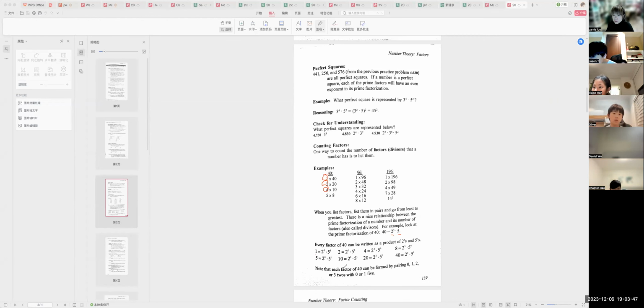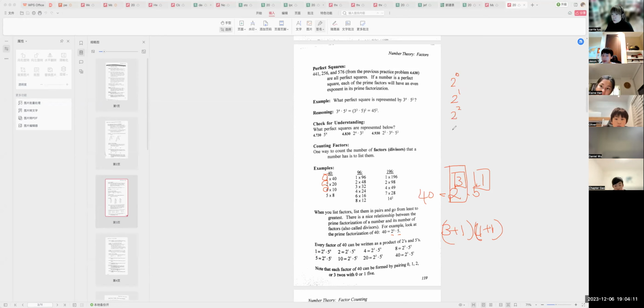Okay, so if you have these ones in your notebook, then you know that the number of the factors is exactly 2 to the power 3 times 5 to the power 1. So why are we doing 3 plus 1 times 1 plus 1? Because in order to use a factor 2, we're actually having 4 different possibilities: either not having any 2, or 1 two, 2 twos, and 3 twos. And for the usage of 5, it is either having no 5, or 1 five.